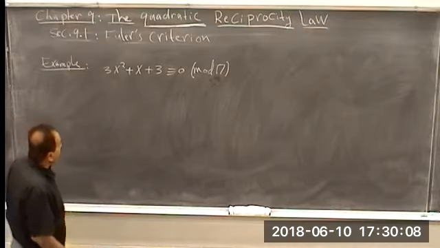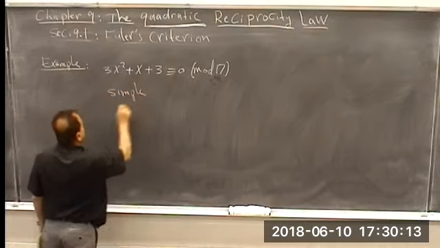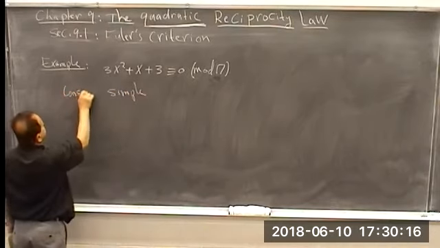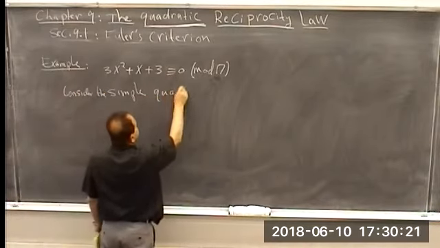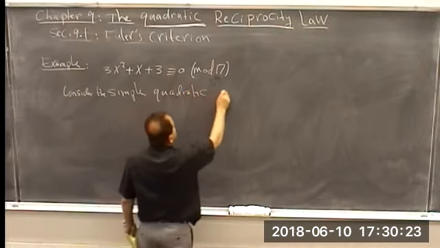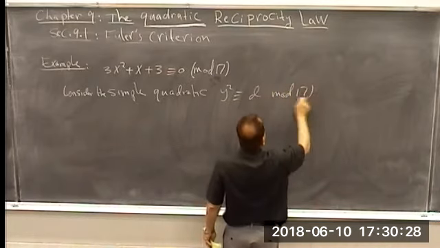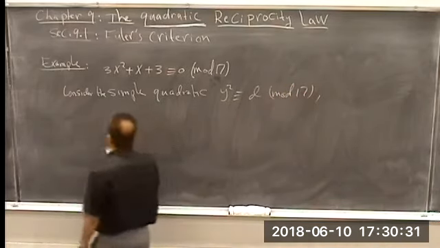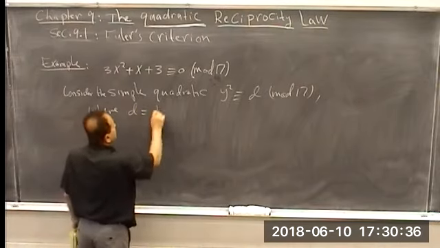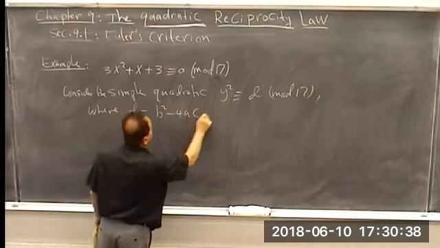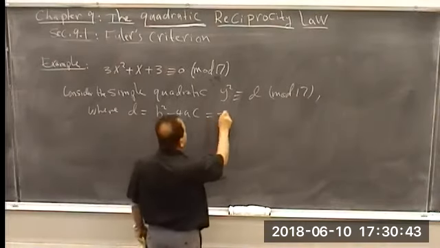All right, so this one we look at is simple. We're going to consider the simple quadratic y squared congruent to d mod 17, where d is equal to b squared minus 4ac. When you do the calculation for this, you're going to find this is equal to negative 35.